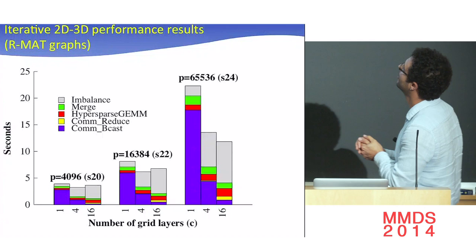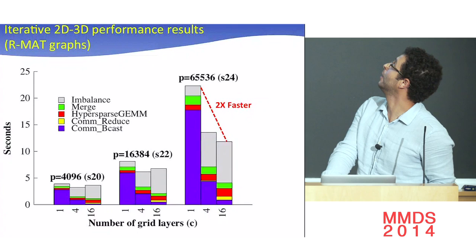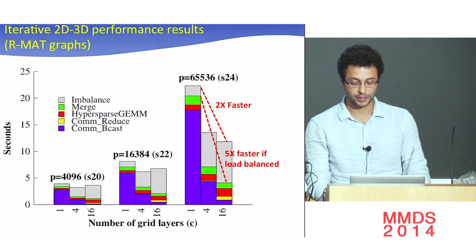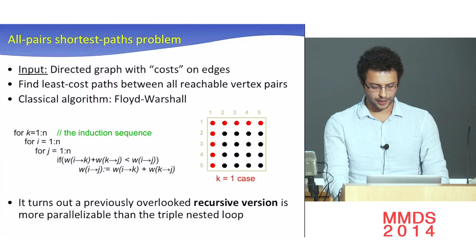Once you replicate 16 times in a 3D algorithm, you can get 2x faster if you're not careful. But if you carefully load balance the reductions, you can get 5 times faster. And this is just preliminary data. It can get better.